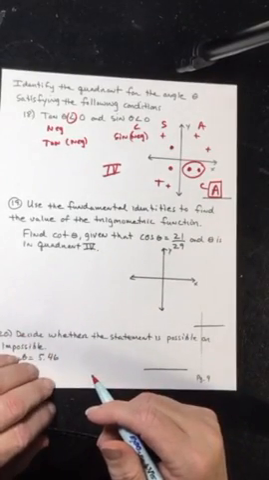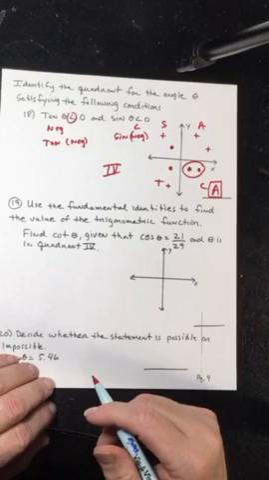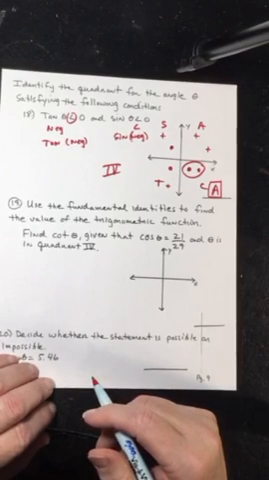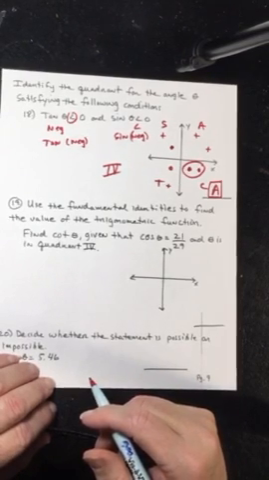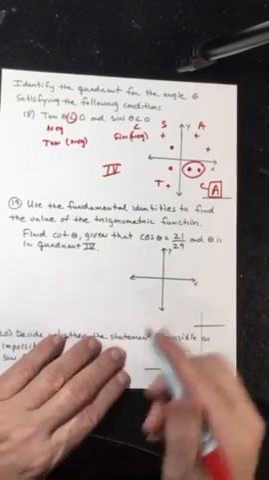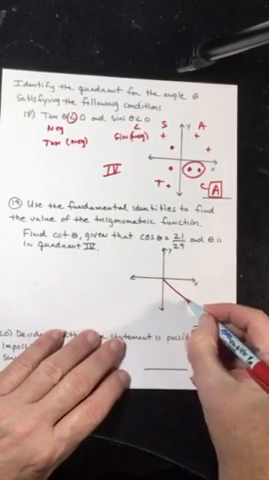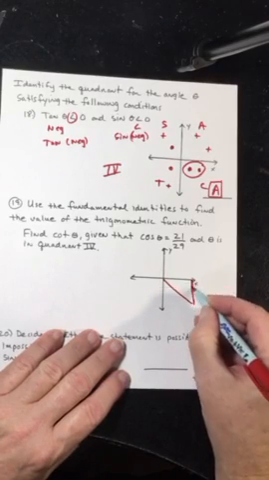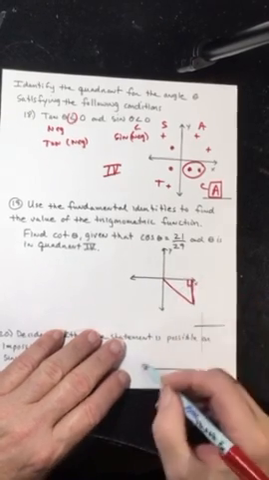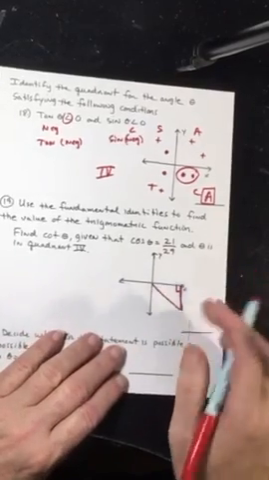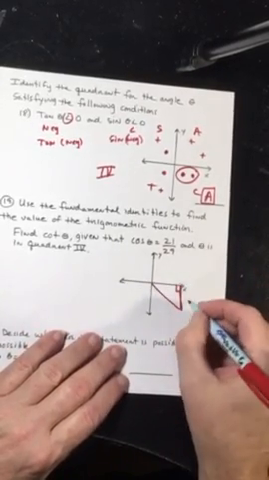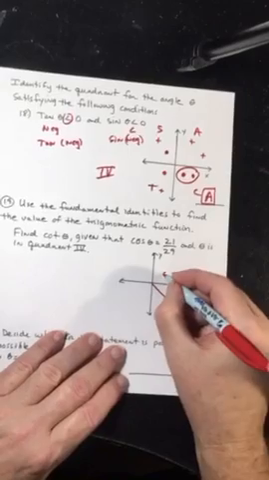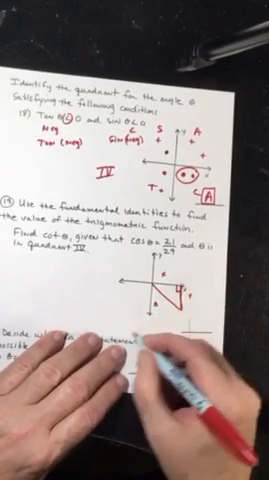19. Use the fundamental identities to find the values of the trig functions. Find cotangent theta given that cosine theta is 21 over 29 and theta is in quadrant 4. So for me, the easiest way to do this is just to draw a triangle in the fourth quadrant, with my x value, my y value, and my r value. So this is my x, this is my y, and this is my r.